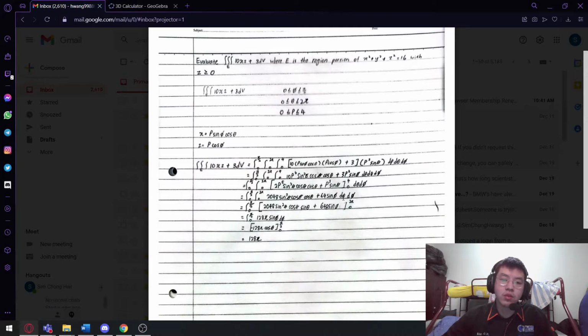Okay, so next we're going to integrate with respect to theta. So this is what we get after integrating and substituting 2 pi and 0. We get 128 pi sine phi. So we integrate this against phi again. So we get negative 128 pi cos phi, and then substitute pi over 2 and 0 into the equation, so we get the final answer, which is 128 pi.